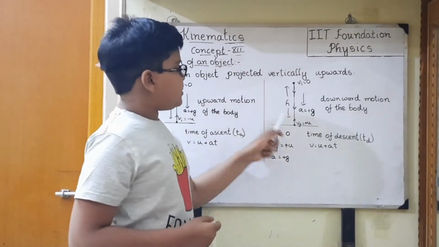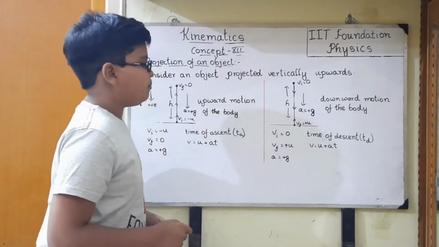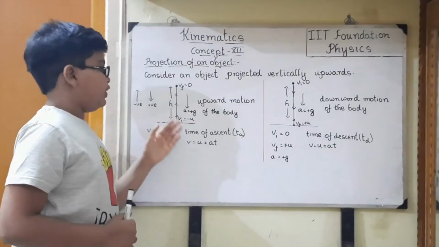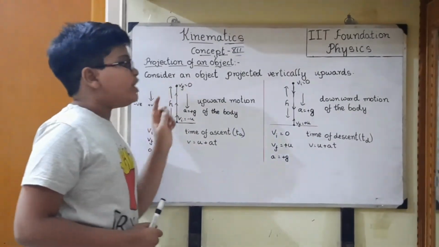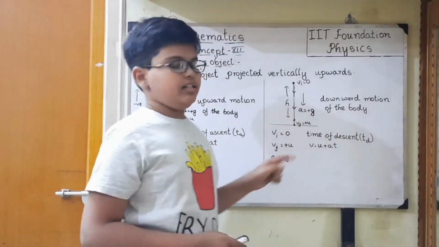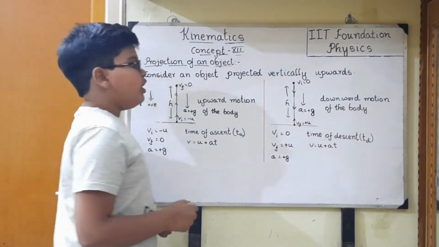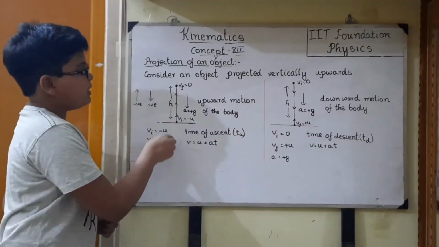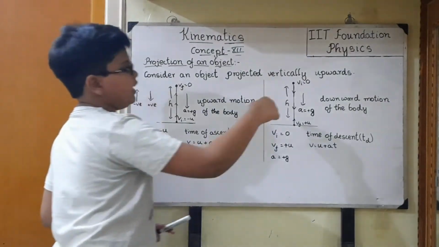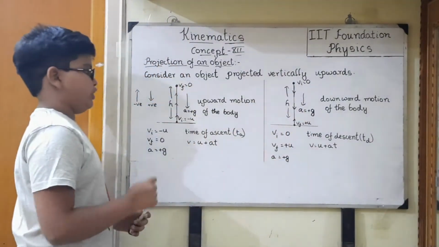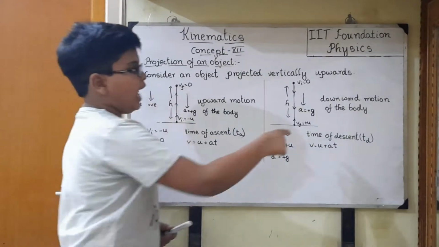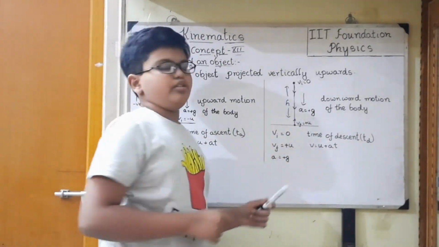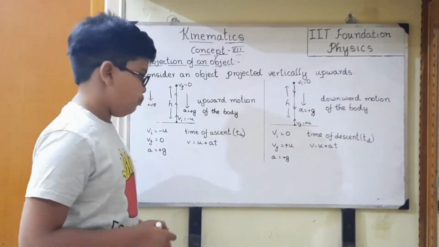It reaches the ground with velocity plus u, and note that the velocity given to the body at first is equal to the velocity at last when it reaches the ground, right? But they are in opposite directions, because the velocity was given in the upward direction and here it is in the downward direction. So here we took minus u and we are taking plus u. V final is equal to plus u, right?